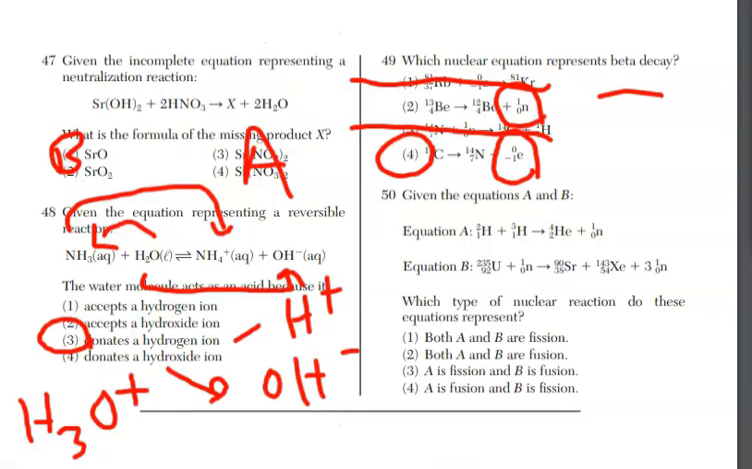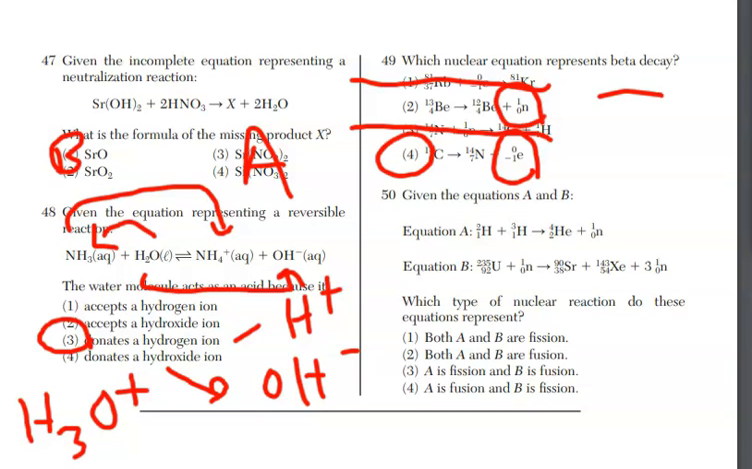Drum roll, please. We are up to question 50. We've got equations A and B. They are both nuclear equations. The dead giveaway is always when they give you mass numbers and atomic numbers with the equation. And it says, which type of nuclear reaction do these equations represent? Before you even look at the choices, you have to be able to recognize not only the alpha and beta decays, gamma radiation, and also fission, fusion, and transmutation, whether natural or artificial. That was a lot to say.